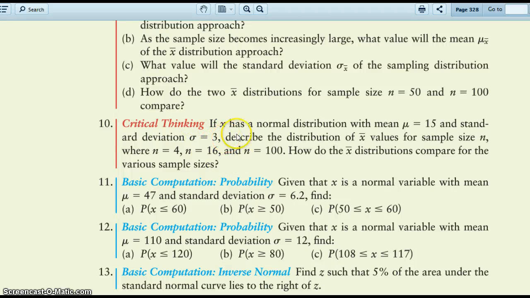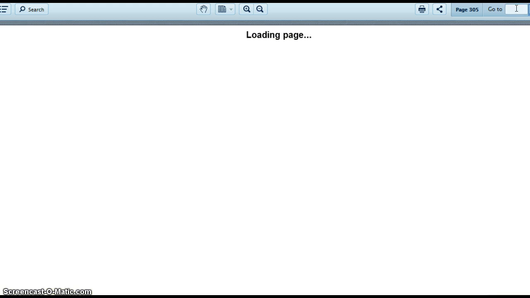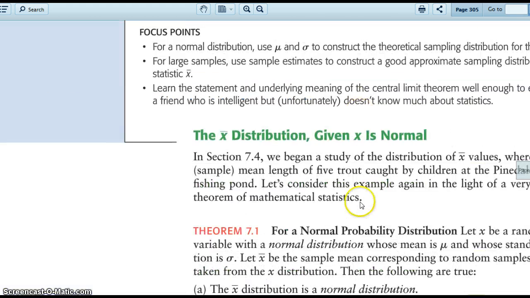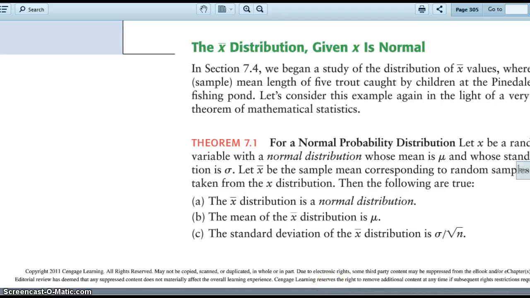For number 10, we have that x has a normal distribution that tells us the mean for x and the standard deviation for x. And then we're going to look at various samples here of different sizes. And if you flip to page 305, that's where the information is that can help you tie all this together.